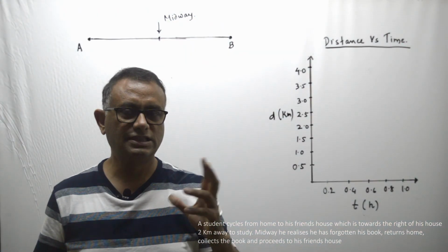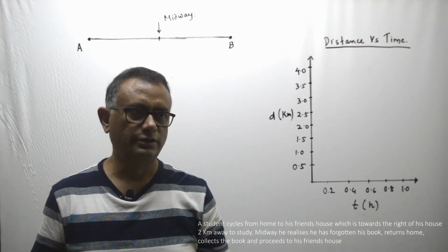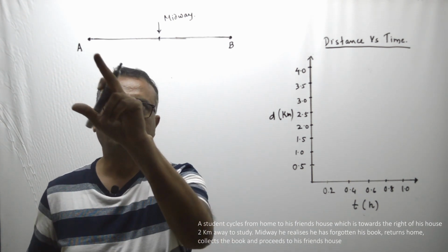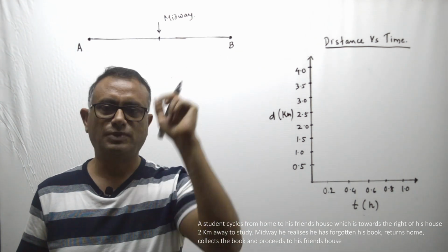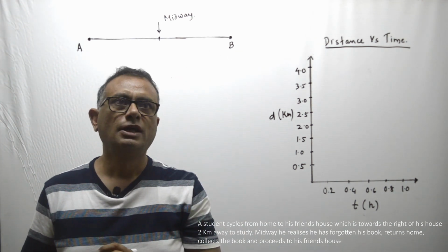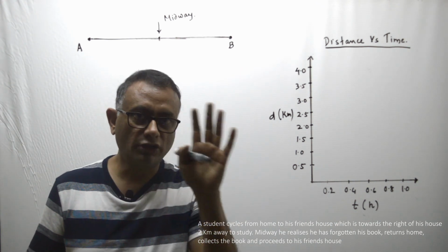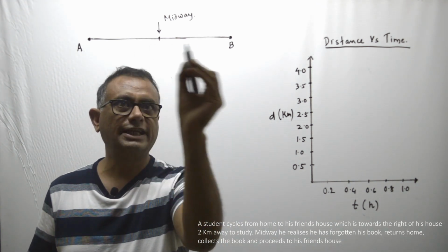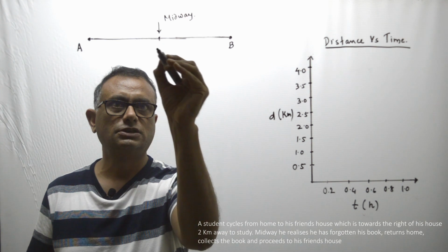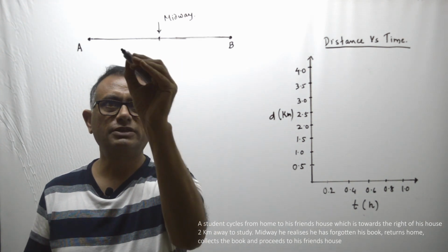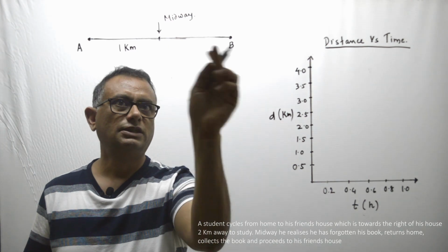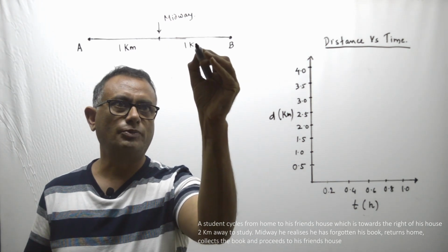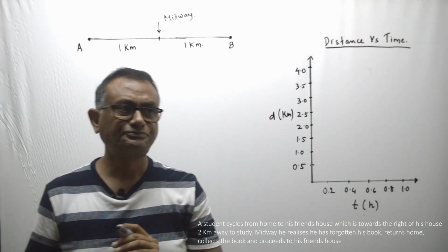So this is the way that we will plan the solution. Let's put this person's home as point A, and the friend's place as point B, fine? The overall distance is 2 kilometers. That means the length of this is 2 kilometers. This is the midpoint, which means this is 1 kilometer. The student travels, and this distance is going to be 1 kilometer, okay?